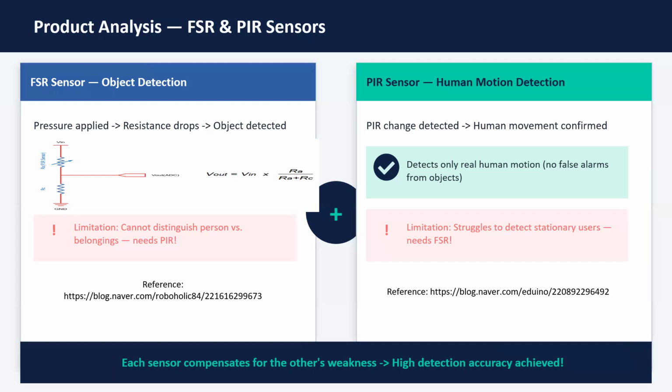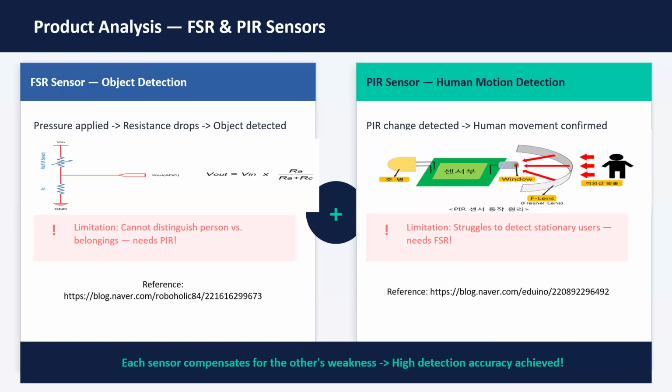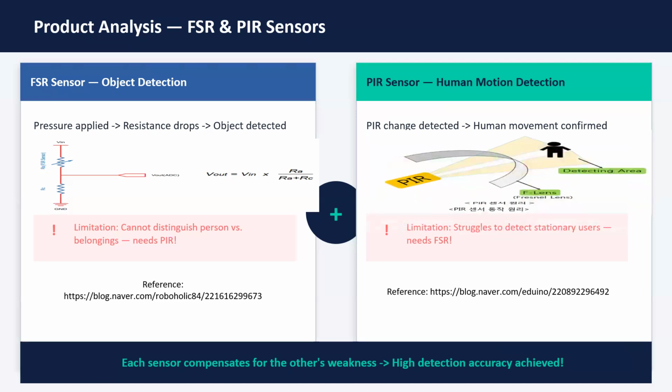Therefore, we designed the system so that the physical weaknesses of the two sensors compensate for each other perfectly. While the FSR sensor continuously monitors the presence of an object, if the PIR sensor detects no human movement for a certain period of time, the system determines that the seat is occupied only by belongings without an actual user present. Based on this concept, we implemented a sensor fusion algorithm for detecting unauthorized seat occupation.